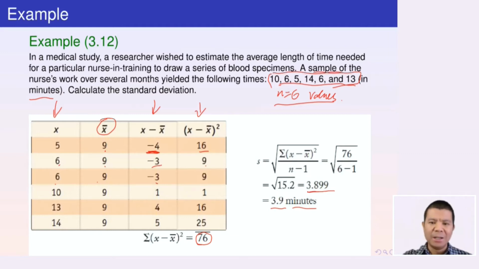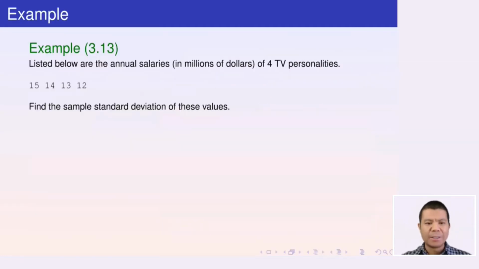Very good. Okay, now let's consider another example here. Listed below are annual salaries of 4 TV personalities in millions of dollars. Find the sample standard deviation. Here again, this is a sample standard deviation, right? So can you please go ahead and calculate this standard deviation, similar to using the method we just introduced? How do you find the sample standard deviation for this one?